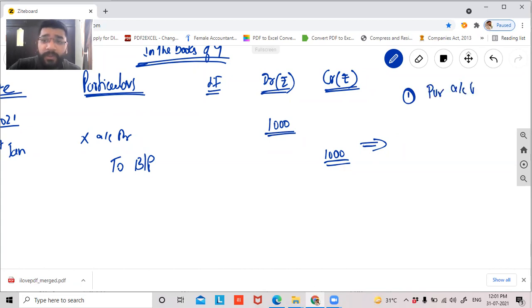Purchase account debit to X. Then upon the bills payable being accepted, what do we do? We reverse X. X account is getting reversed to bills payable. So this is basically the second entry that we are recording. Guys, are you able to follow?